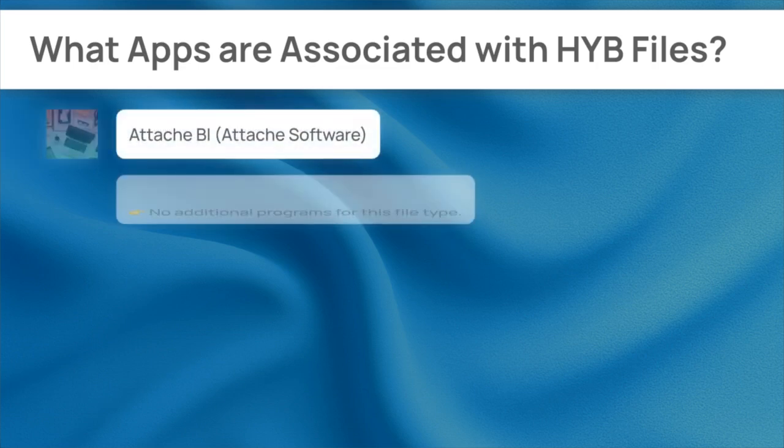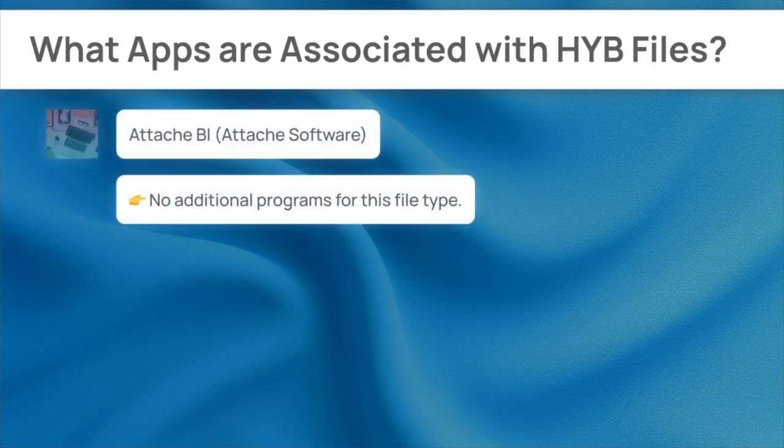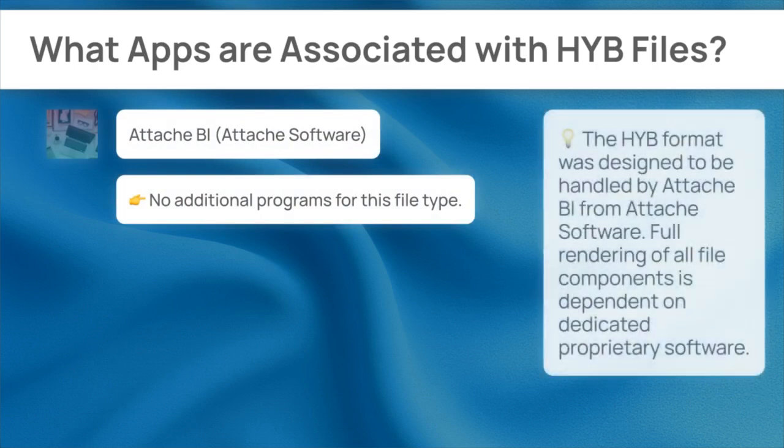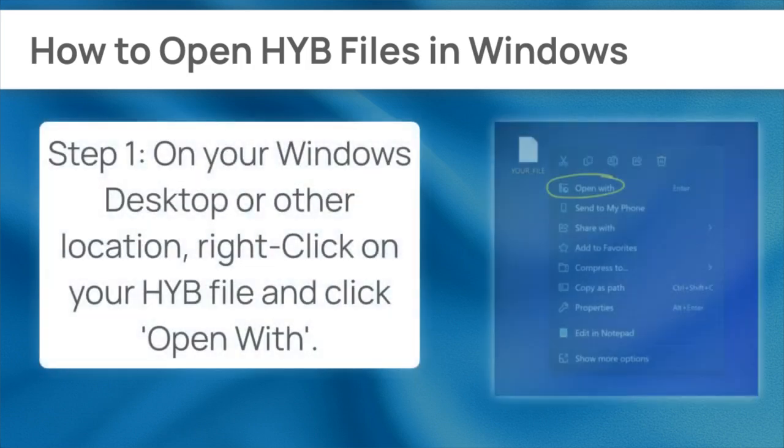Essential file access for HYB relies upon the utility Attache BI from Attache software. Full rendering of all file components is dependent on dedicated proprietary software. Windows isn't equipped to interpret save system snapshots, requiring dedicated restore tools. Begin the search for the right application.